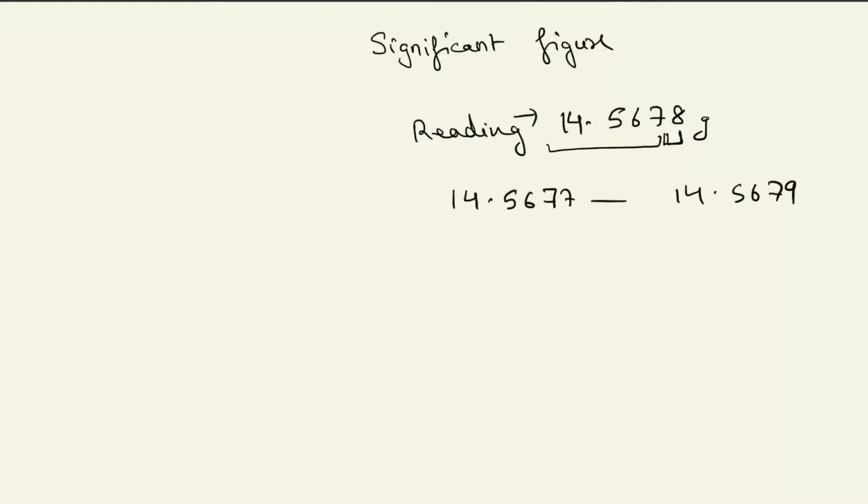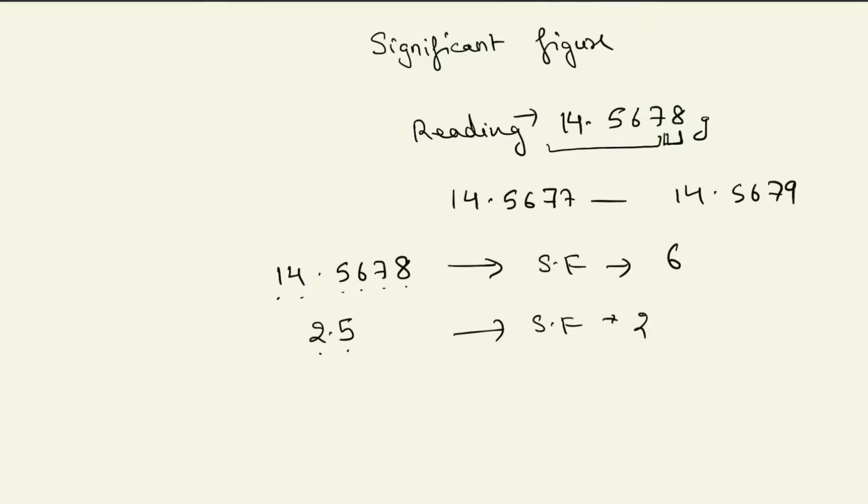So here when we have to calculate the significant figures, we have to count all the digits which are certain, as well as the last digit which is uncertain, to find out the total number of significant figures. Now let us suppose we say 14.5678. In this figure, the total number of significant figures will be 1, 2, 3, 4, 5, 6. The total significant figures will be 6. If the number is 2.5, total number of significant figures will be 1, 2, so it's 2. If it is 2.014, the number of significant figures will be 1, 2, 3, 4, that is 4.